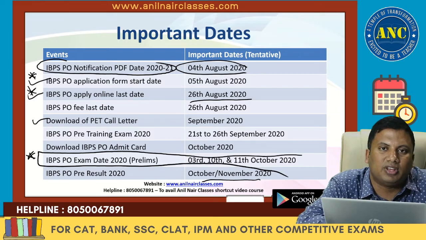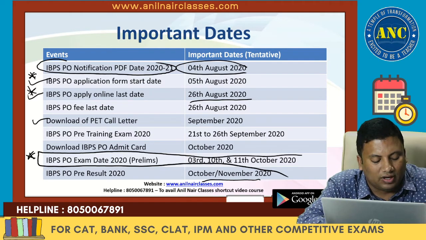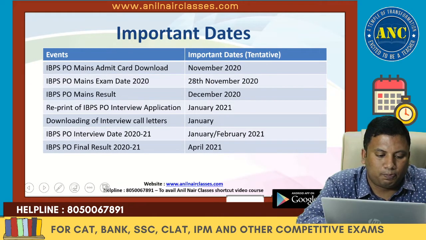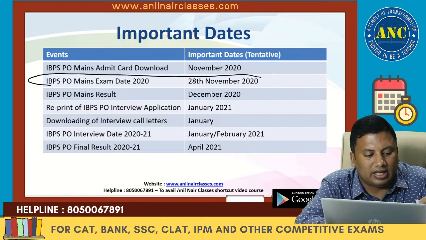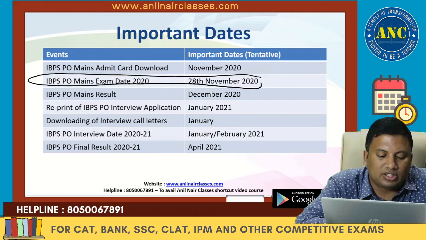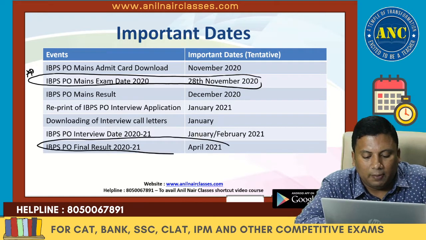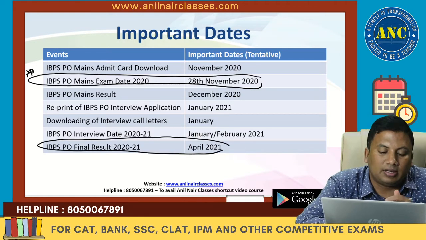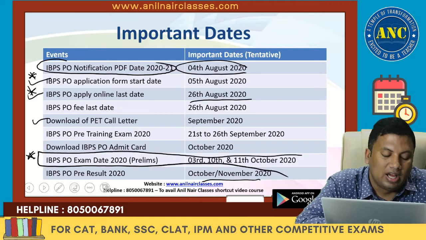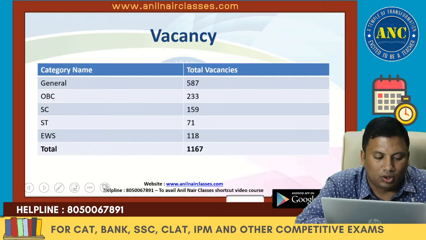I will also develop the study plan and the strategies which will also help you out. Next, the IBPS PO mains exam date is just 45 days after the prelims examination. Mains examination is on 28th November 2020. Final result you will get in April 2021. Mains examination on 28th November and prelims examination on 3rd, 10th and 11th October. Next, total how many vacancies are there?